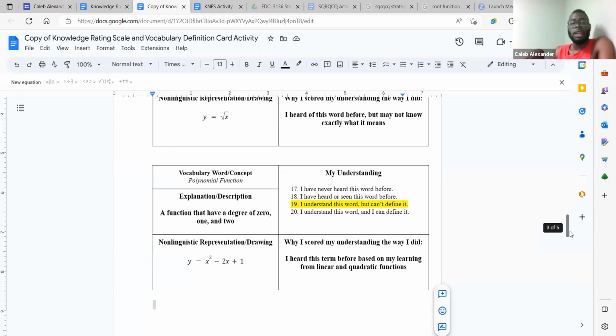So the student's explanation would be, I heard this term before based on my learning from linear and quadratic functions, and they would put the equation or the graph of a quadratic or linear function down as their picture or drawing. And this is the case where they had an idea of what a polynomial function is. So that means the teacher will have to go more in depth on what a polynomial function is, and maybe how to draw those types of functions, so that the students will be able to realize the difference between linear functions, quadratic functions, and the different types of polynomial functions.